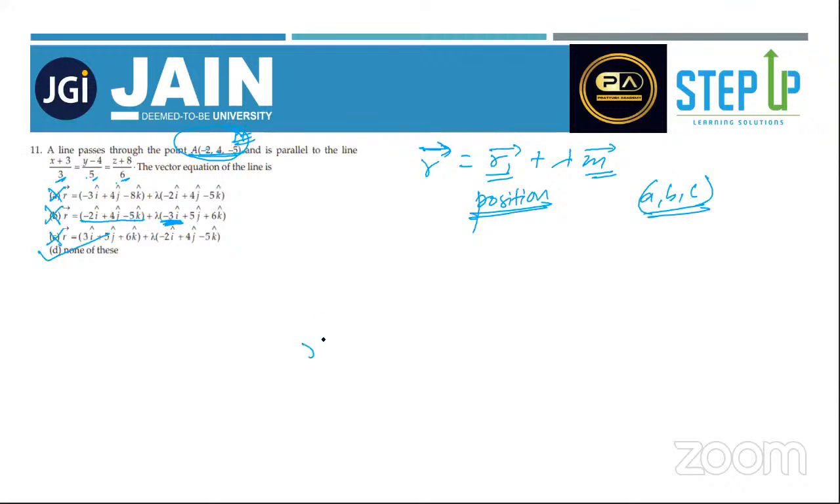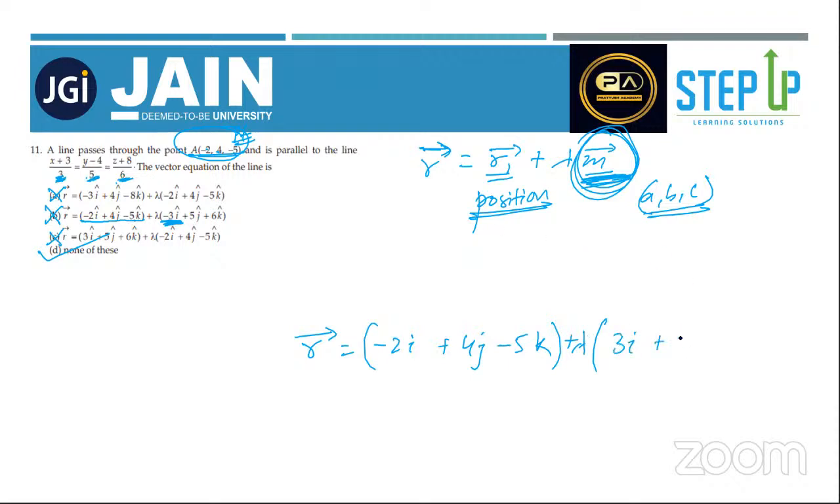If I have to write this vector, which is the point here? The point is -2i plus 4j minus 5, correct? Yes, sir. Plus lambda. Now I want the parallel vector. For the parallel vector, we have to take the denominator part of this, correct? Yes, sir. So it is 3i plus 5j plus 6k.